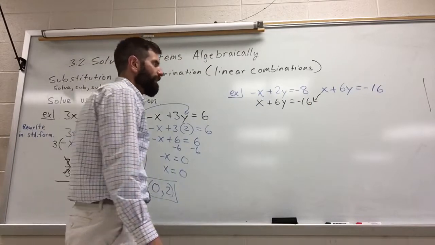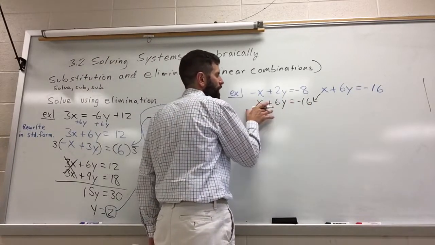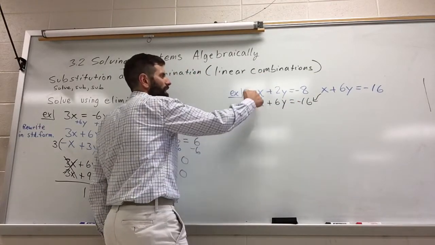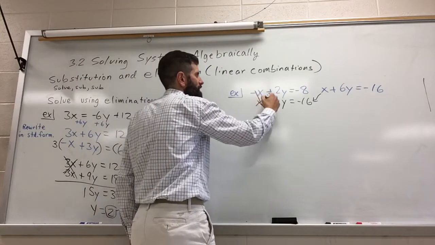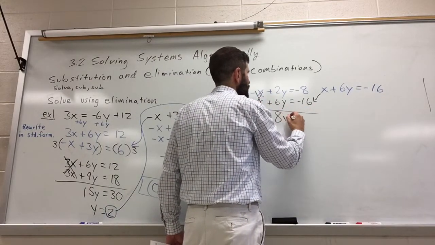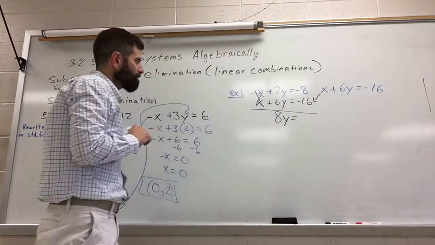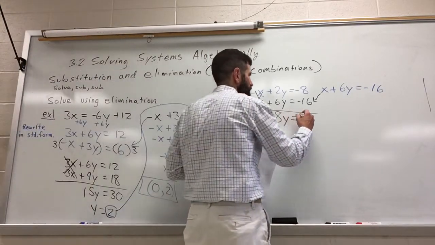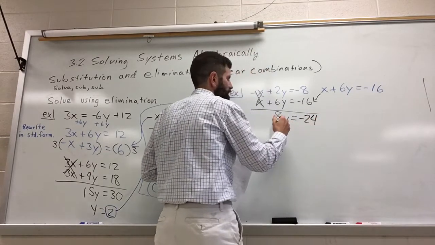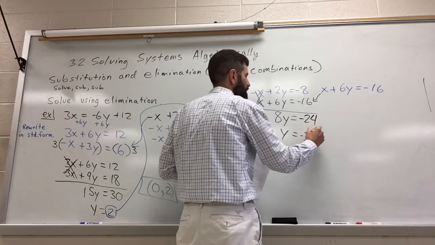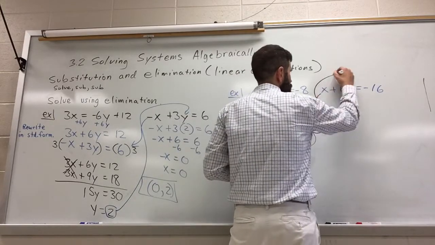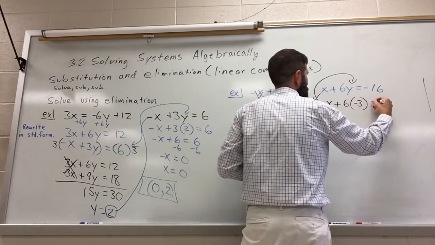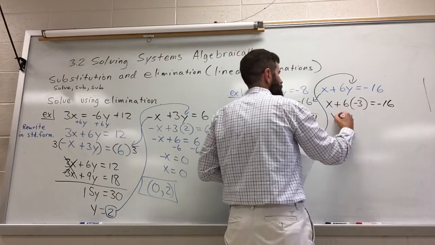Now from there, I need to see if either the x or the y will eliminate if I add them up. And again, I'm in luck. These are already opposites, so they're going to go away. I'm going to be left with 8y is equal to negative 24, divided by 8. I get a negative 3. Substitute that over to the other side. Simplify that.